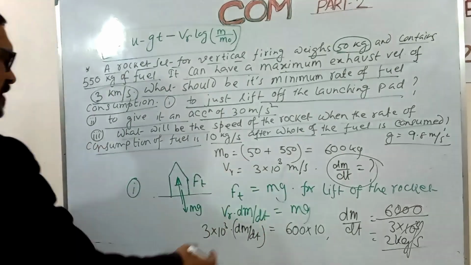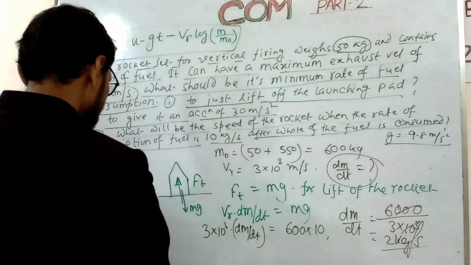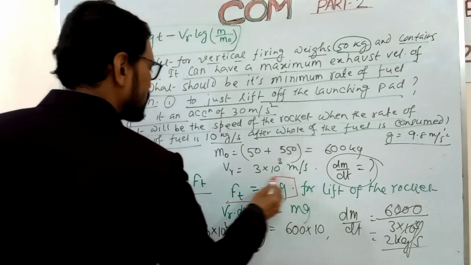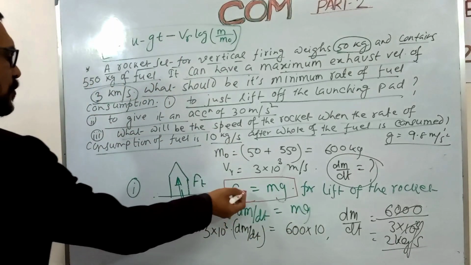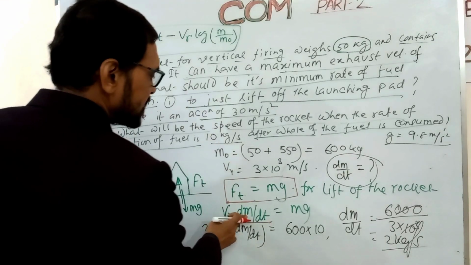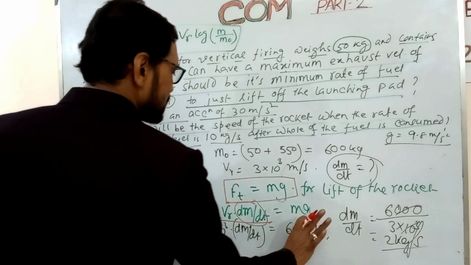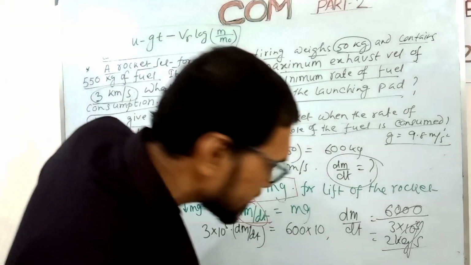So for the first answer, what is the condition for lifting of the rocket at the launching pad? The condition is that thrust equals the weight of the rocket. What is the formula of thrust? Thrust is relative velocity into dm/dt, equal to mg. We have to find dm/dt. vr is given, mass is given. So this is the first answer. Now the second answer.